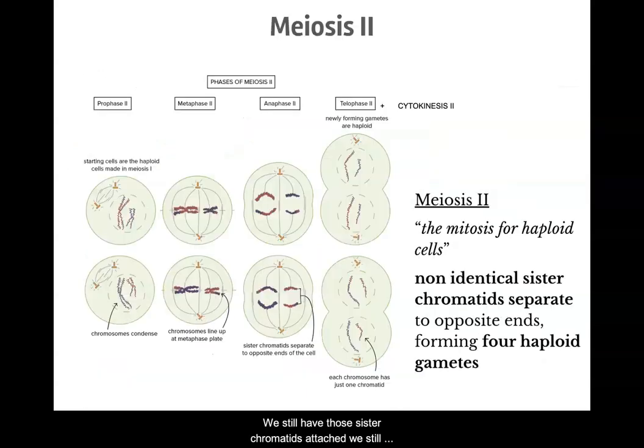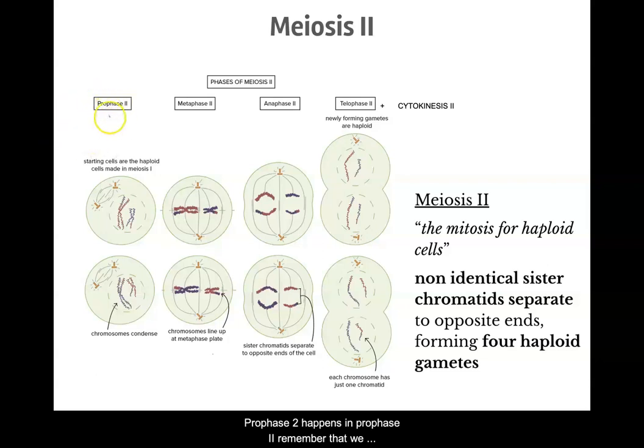We still have those sister chromatids attached. We still have that duplicated DNA. The sister chromatids are attached at the centromere. We're going to go ahead and split those sister chromatids. That occurs in the process of meiosis II. And so now we have PMAT going on again. This is very much the mitosis from meiosis, where we end up getting our final result.